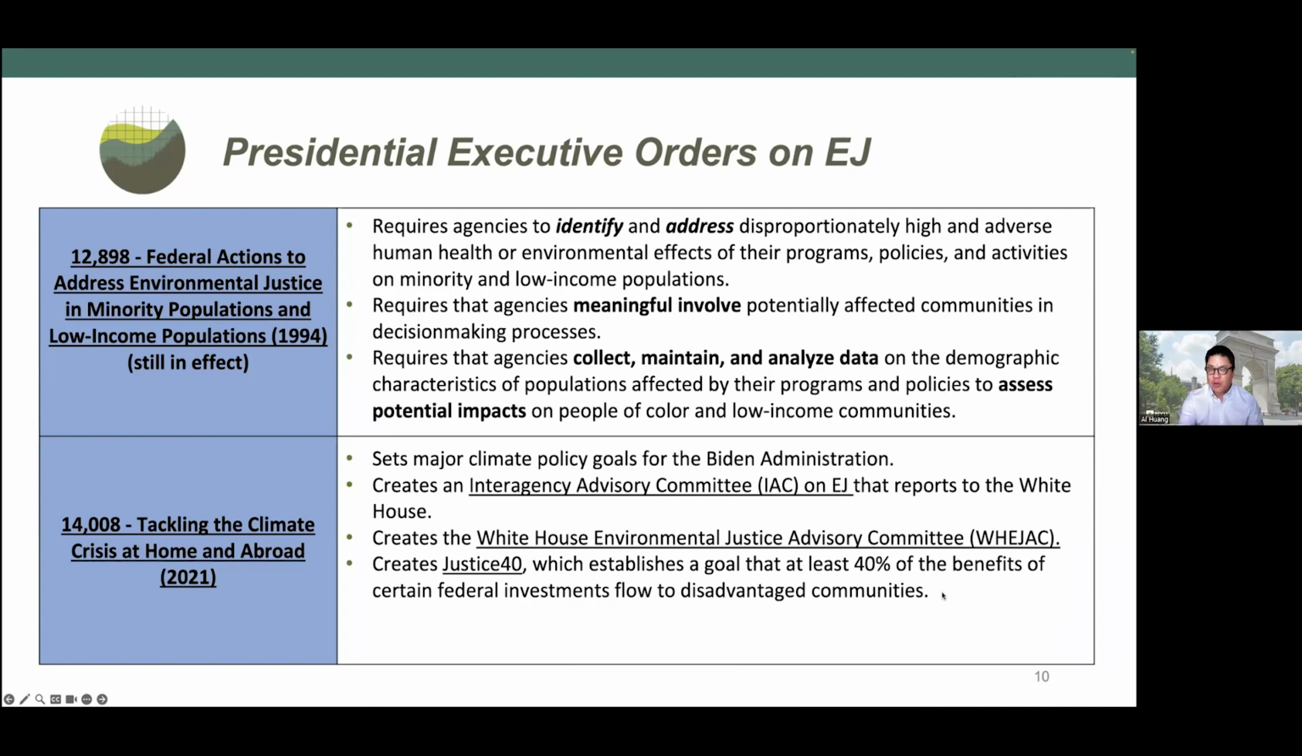And for folks who want to learn more about Justice 40, as part of this TCTAC, we did a training on Justice 40 and the CJS tool. You can find the recording of that training on our TCTAC's website. And finally, it also created the EJ scorecard to evaluate and track progress of federal agencies in advancing environmental justice and Justice 40.